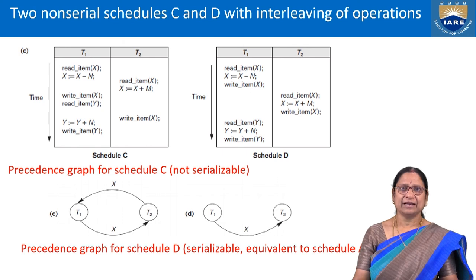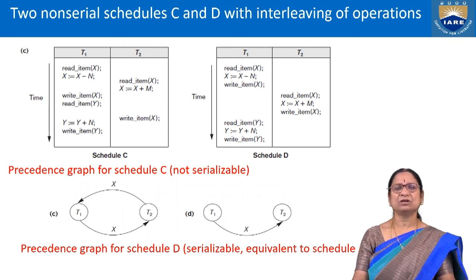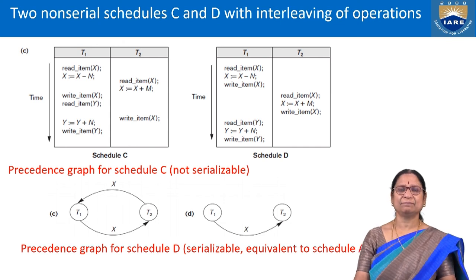Another data item is Y. Y was read again by T1 and written, and Y was not used by T2 anyway. But on item X, another write was done by T1 and a write was done by T2 also. The first was done by T1, so again we have an arc from T1 to T2. In the second one, a write was done by T2, again after the write previously done by T1. So T1 to T2 is there.